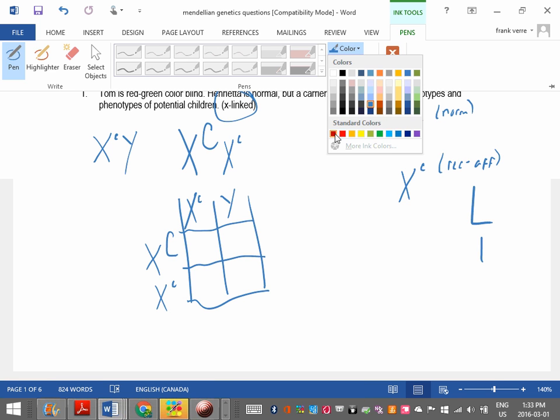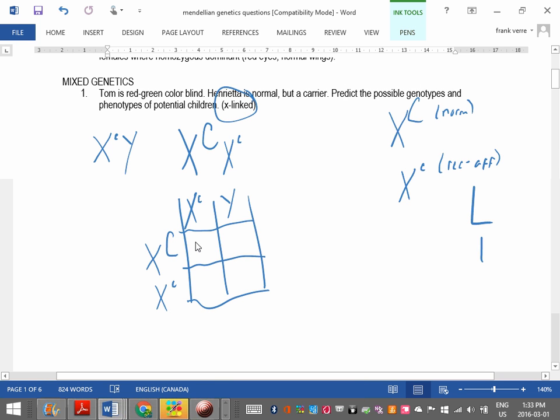So let's change the color so you can see this a bit better. Purple. So this is X big C, X little c, X big C, Y, X little c, X little c, X little c, Y. So what do we got here?